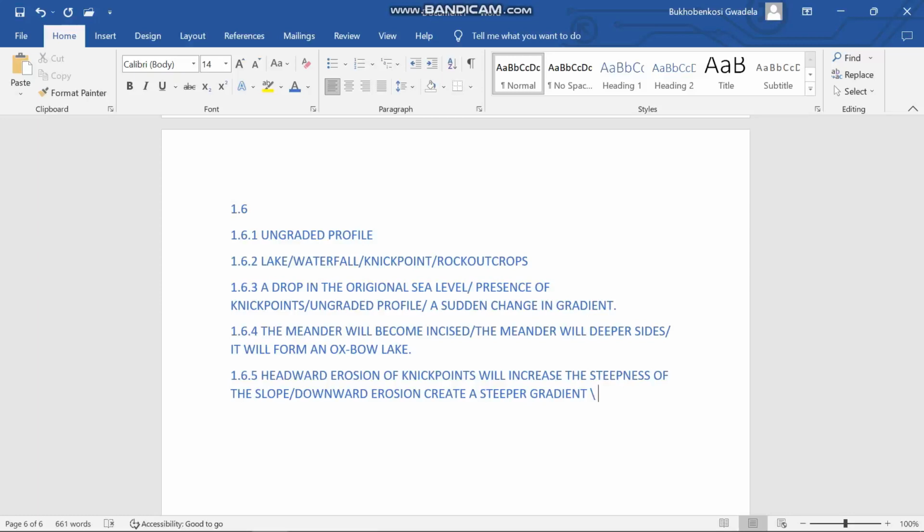So the stream has enough energy to carry large particles. You can also say large particles increase downward erosion.